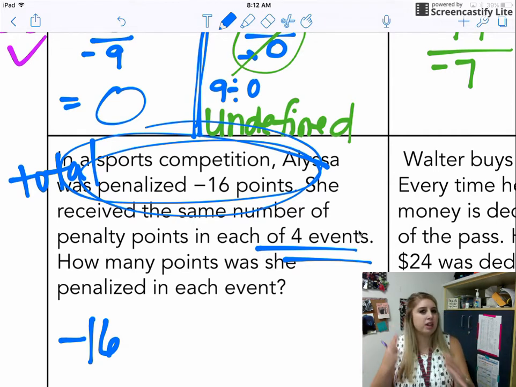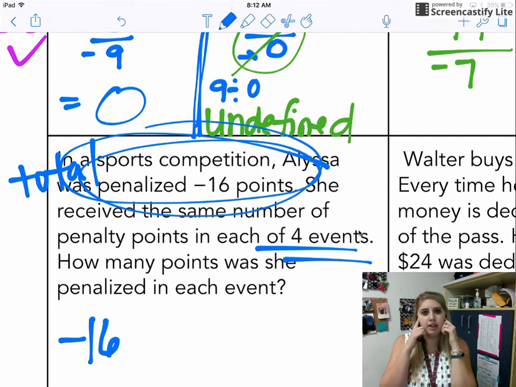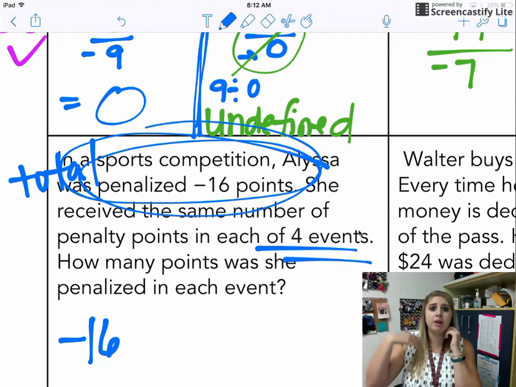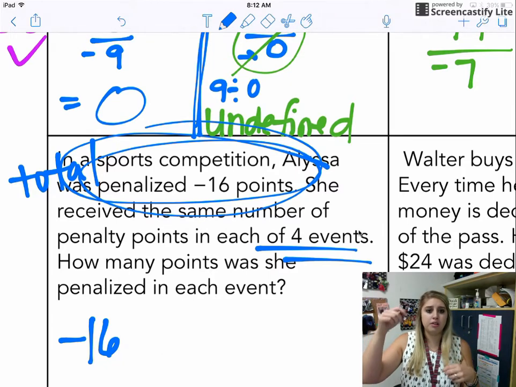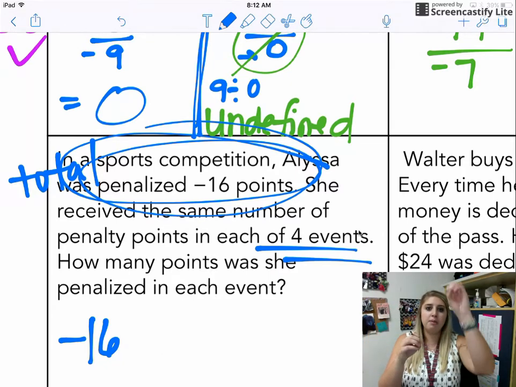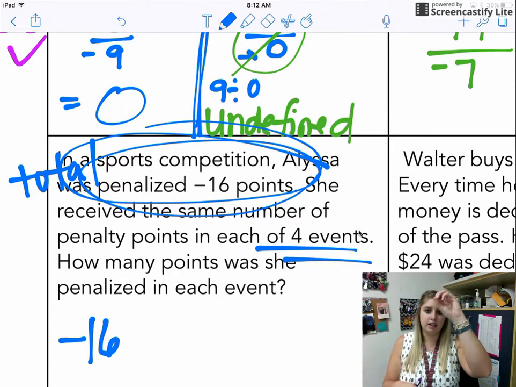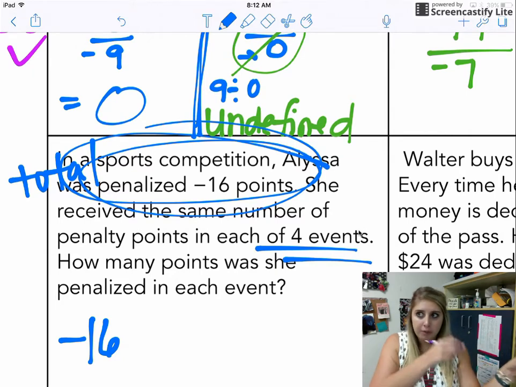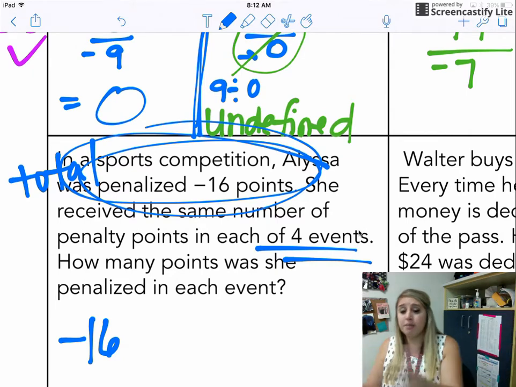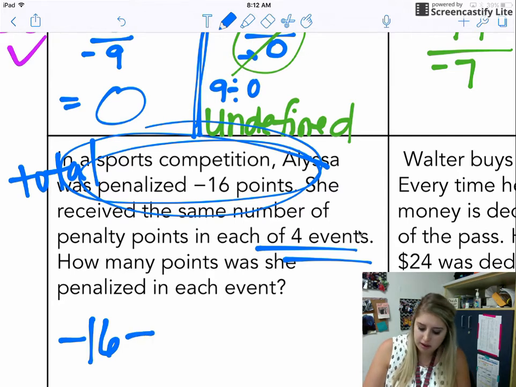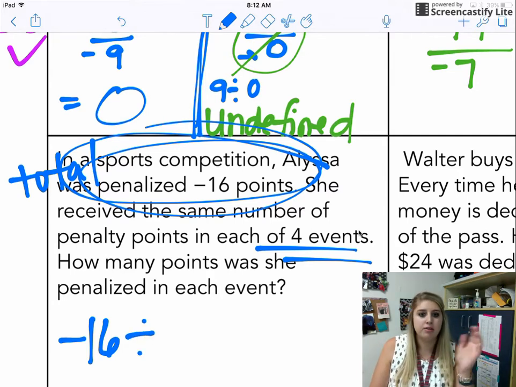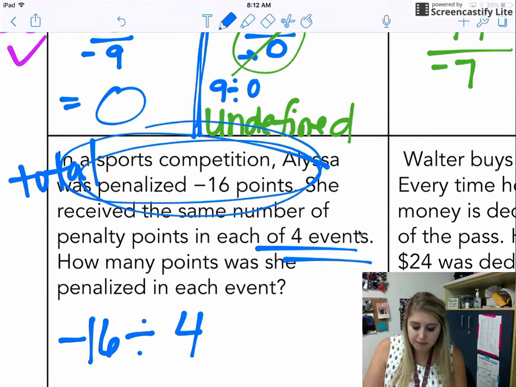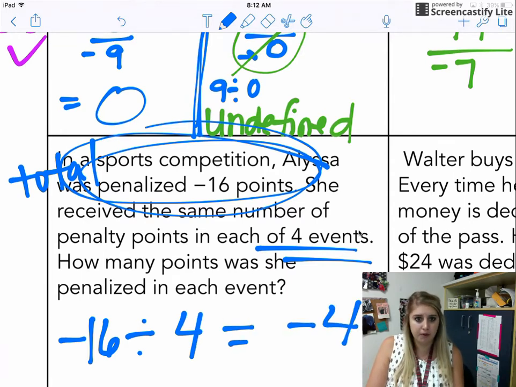Is this a multiplication thing or a division thing? And what I want to think about is, should my number be going down or should my number be going up? If you want your number, the penalty points, let's think about it. Should it be higher or lower than 16? It should be lower than 16 because we want to know how many in each event that combine together to give us 16. So I know that this is a division problem. So I have negative 16 divided by 4, and we should all be able to do this really quick. The answer is negative 4.